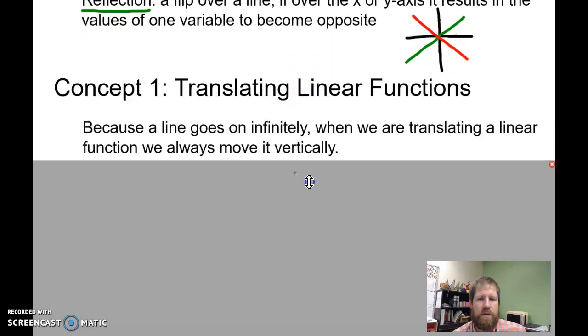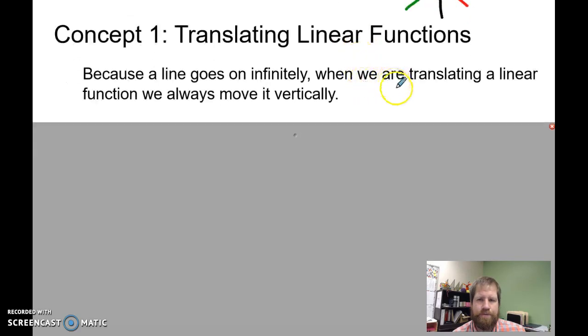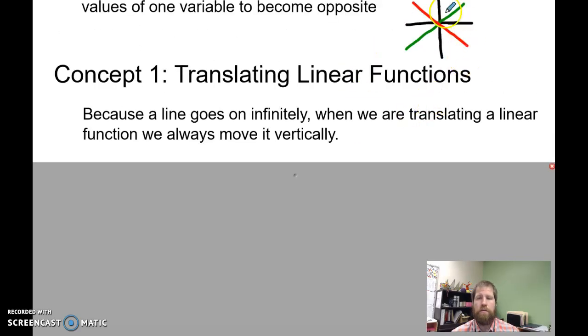All right, concept 1, translating linear functions. When we are moving these lines around, and we are translating, meaning we're sliding them, we are only going to think about this as a vertical shift, a vertical movement. We do that because lines go on infinitely. I want you to take a second and think about that. If you need to, pause the video, but think about why that would be.